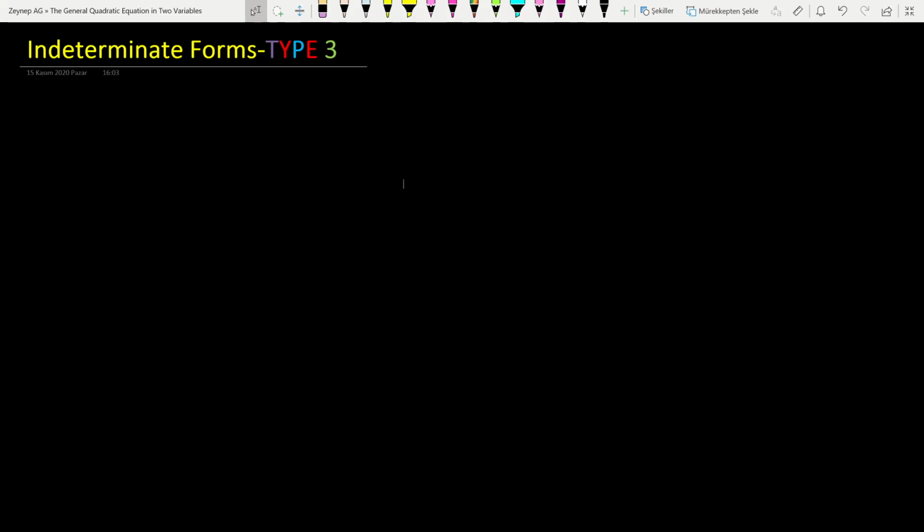It's time to give type 3 for indeterminate forms of limits. What will happen if we have infinity to the power 0, 0 to the power 0, and 1 to the power infinity? In limit expressions, what will happen if we have one of these cases? Let's try to understand by an example.